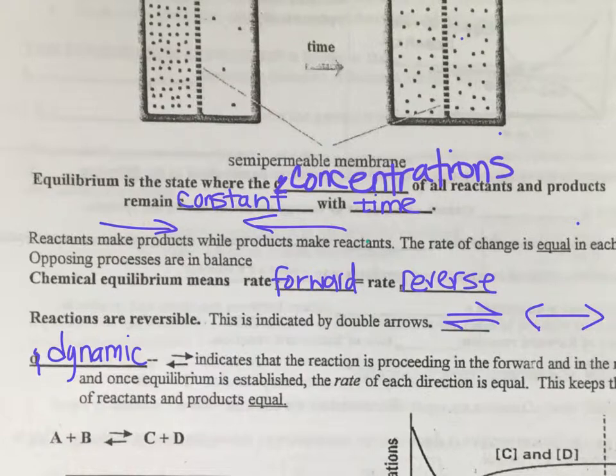All right. So the forward-backward indicates that the reaction is proceeding in the forward and reverse direction, and once equilibrium is established, the rate of each direction is equal. This keeps concentrations of the reactants and products equal. Or you can also just say stable, because I don't want you to think that they're equal to each other, just their rates. Okay? All right.